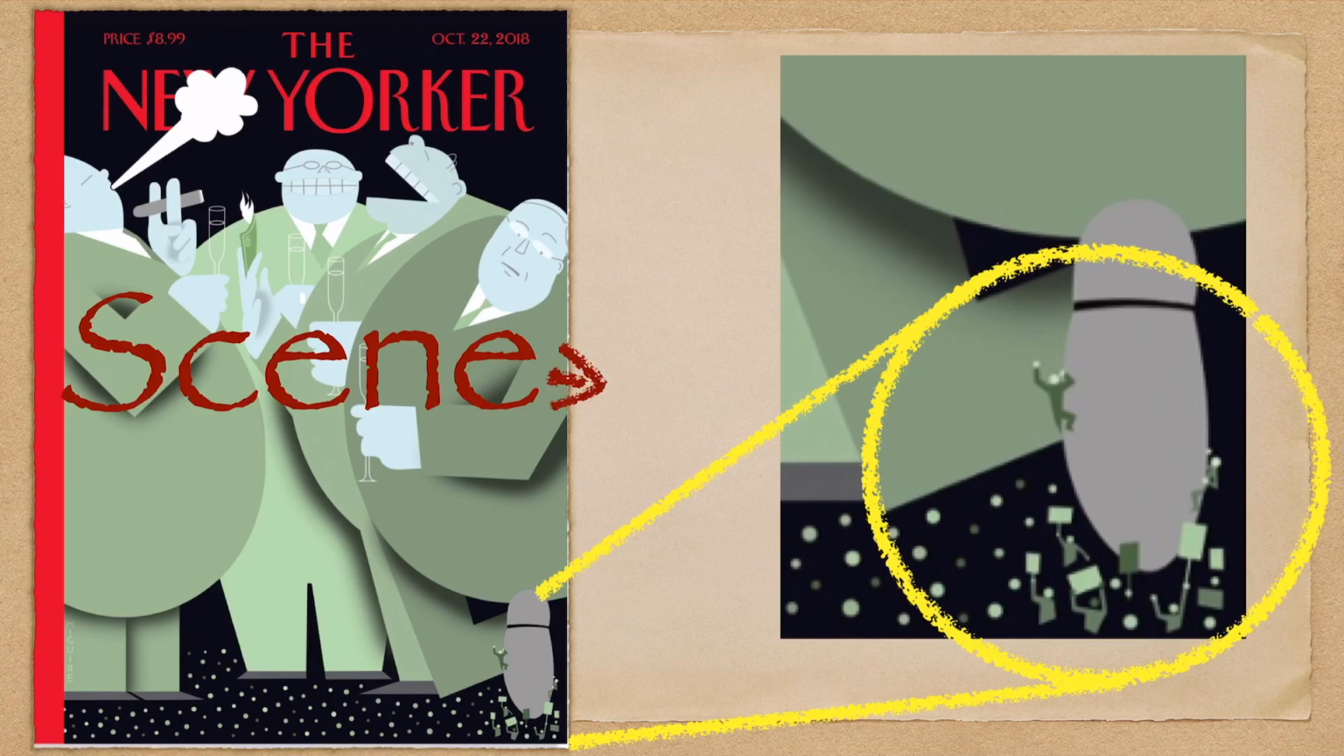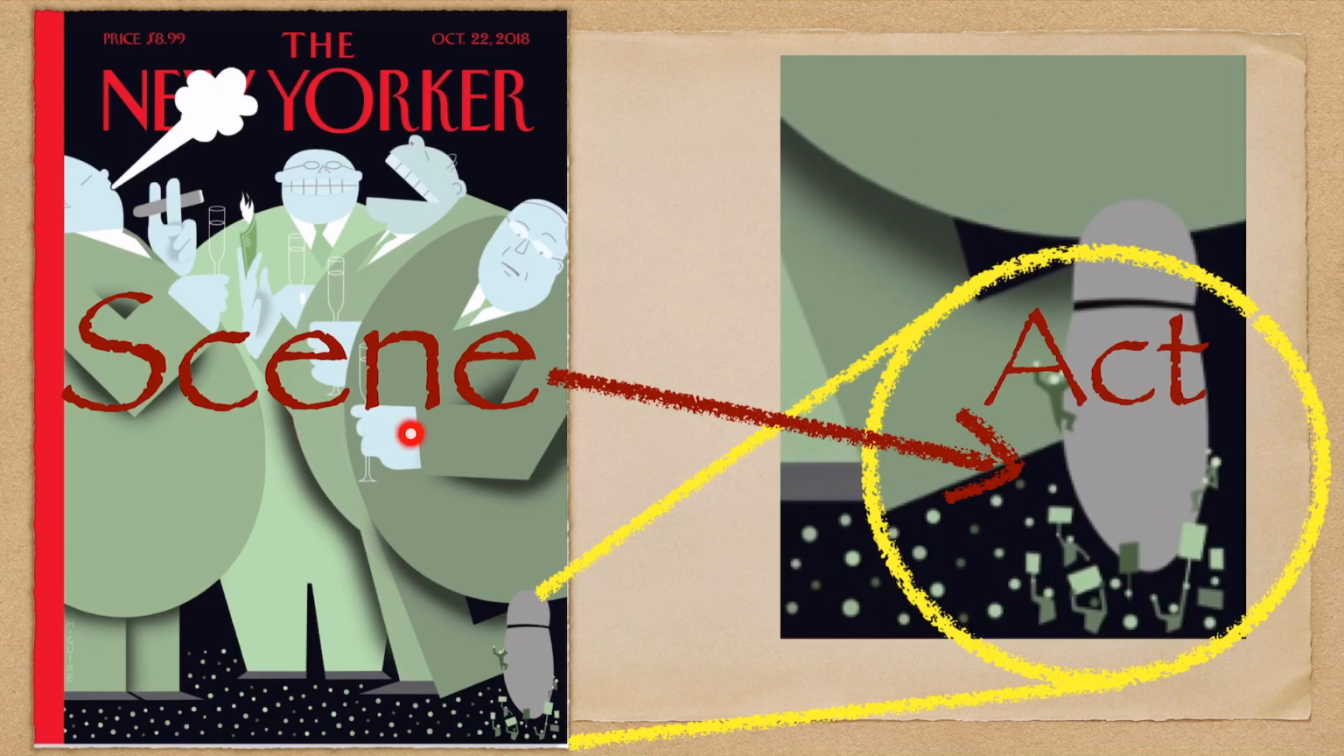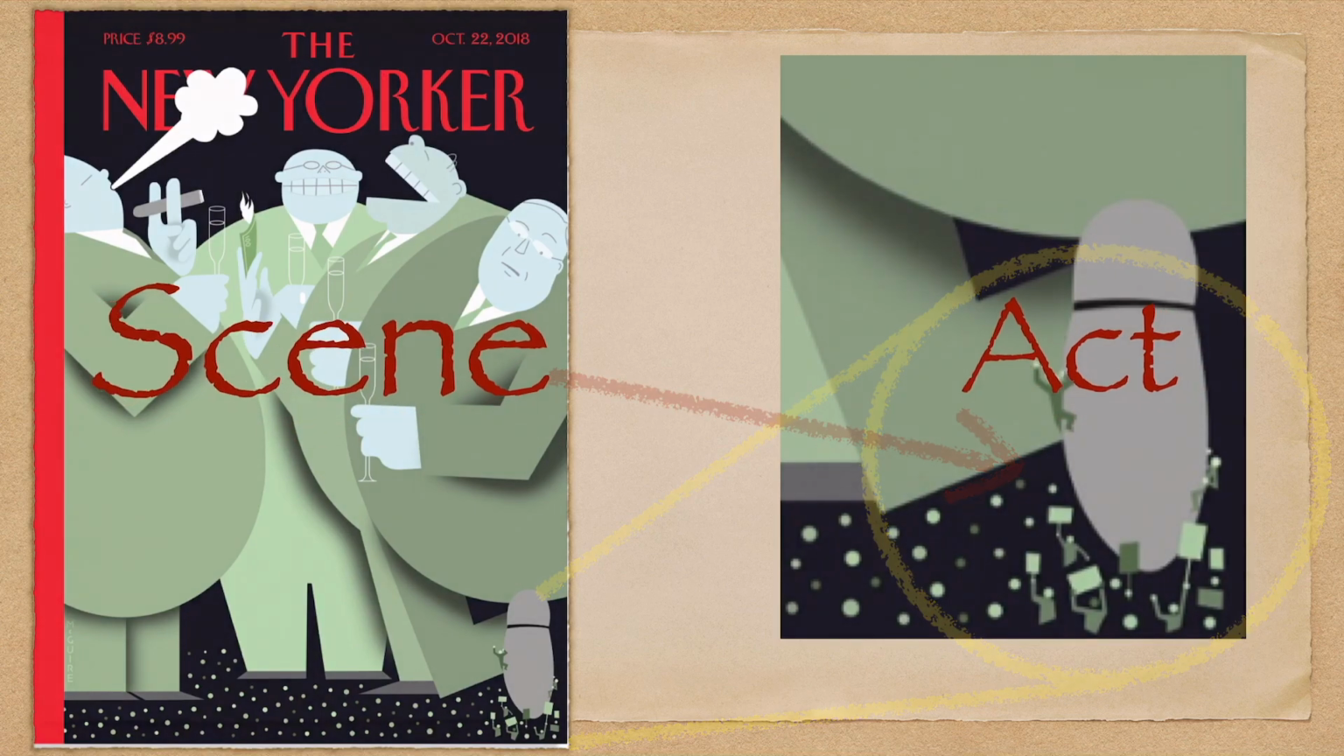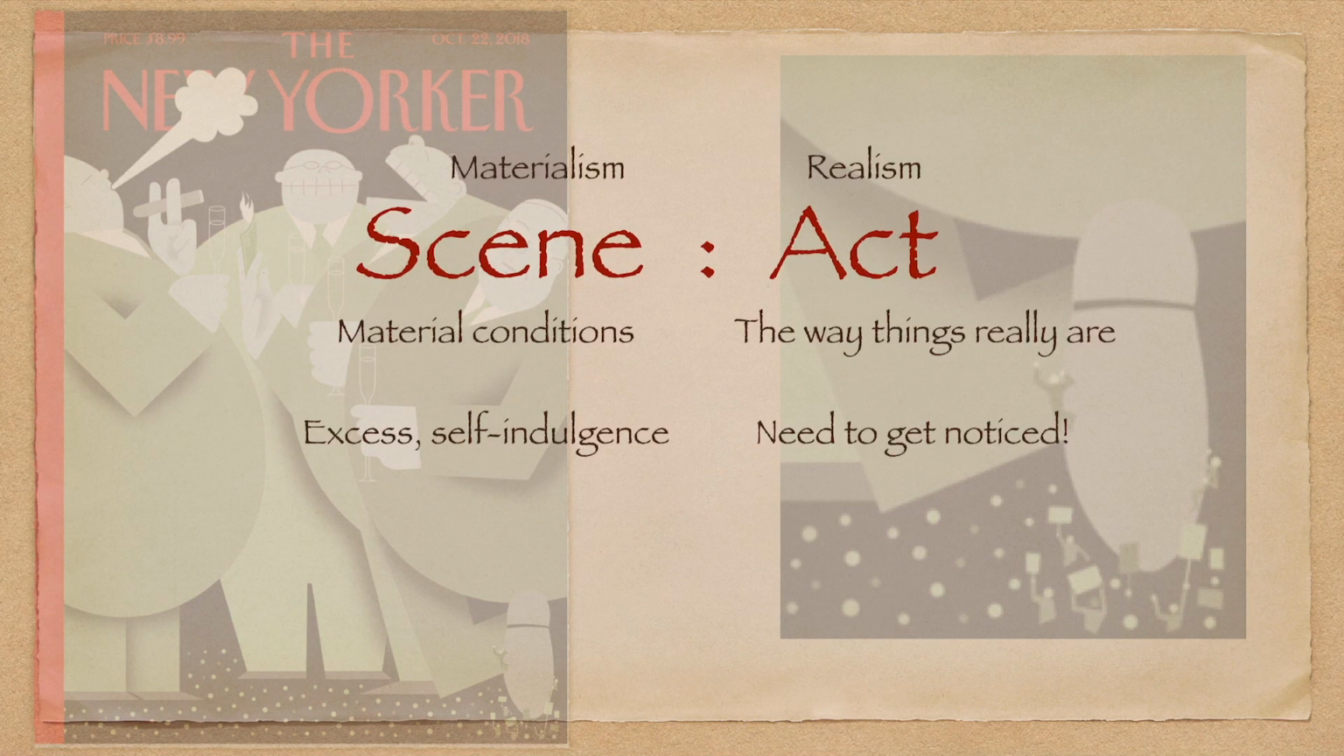What do you suppose that scene is most dominating? Well, I would suggest it's the scene controlling every other aspect of the drama, but it is mostly controlling this right here, this act. It is the scene that calls the act out, in fact, that requests the act to be present. So we see we've got a scene-act ratio. Now let's work that through a little bit. Remember, scene is associated with materialism, act with realism. Scene is associated with the idea of material conditions, and act is associated with the way things really are. So that's the general way.